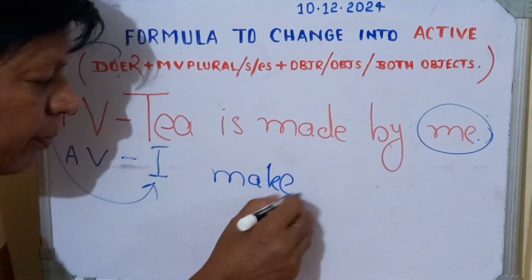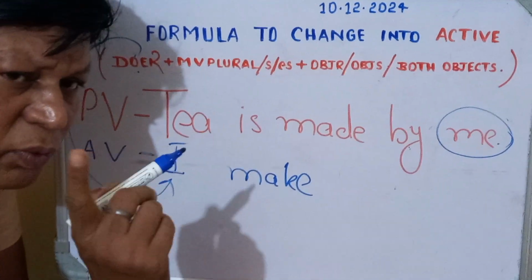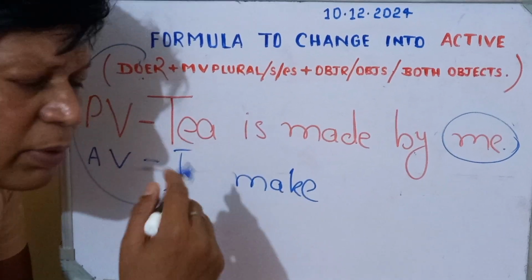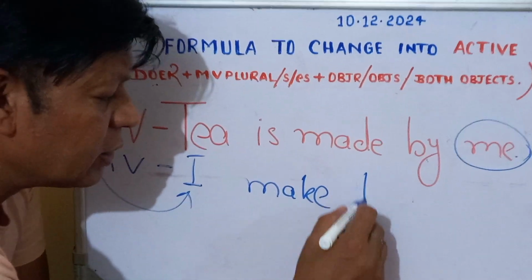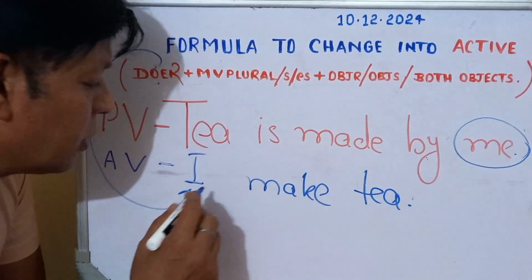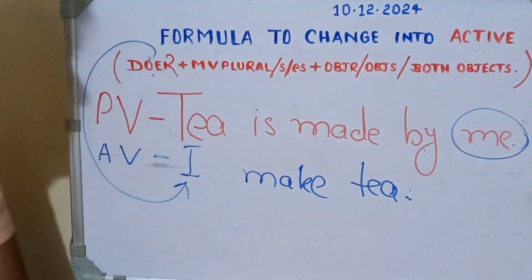I make. And because in this passive voice sentence there is only one object, now we can use only tea. So here is only tea. So the sentence of active will be: I make tea.